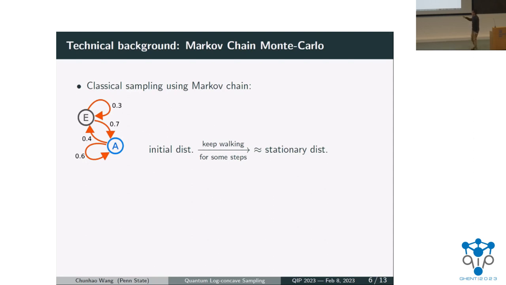And then in this way, you can sample from some probability distribution. So the question is, how many steps do you need to walk? I mean, what's the mixing time? It depends on the following three parameters.